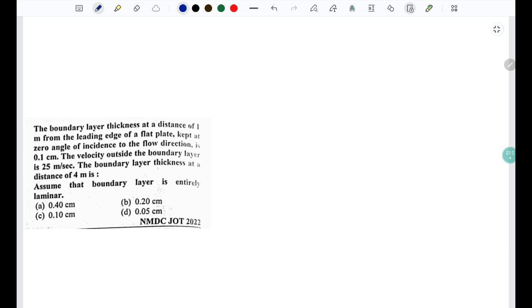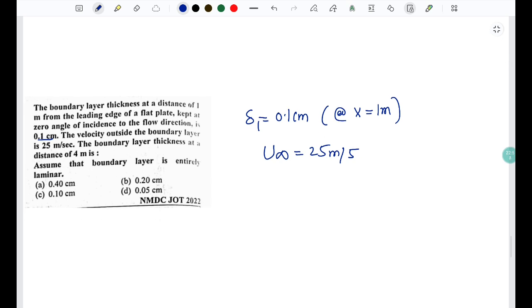Then comes another question which asks: the boundary layer thickness at a distance of 1 meter from the leading edge, kept at 0 angle of incidence, is 0.1 centimeter. So delta 1 is nothing but 0.1 centimeter at x equals 1 meter. The velocity outside the boundary layer is 25, that is u infinity is given as 25 meters per second. The boundary layer thickness at a distance of 4 meter is asked.